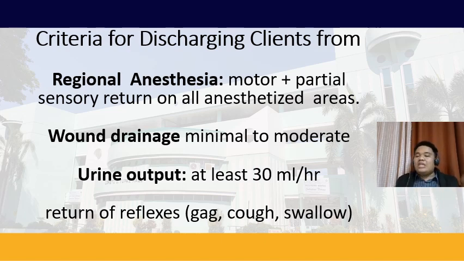For the wound drainage, you need to make sure that the wound drainage is minimal to moderate. Urine output again of 30 mL per hour, and then the return of your gag reflex, cough reflex, and swallowing reflex, because this would indicate the functioning of your GI tract. Hence, class, minimal risk for aspiration. That's why we need to assess for that.